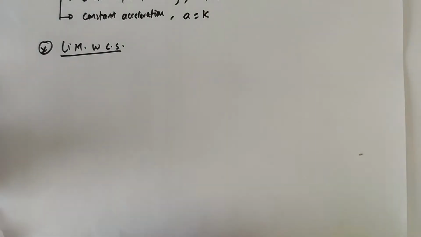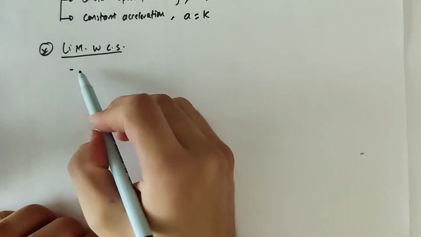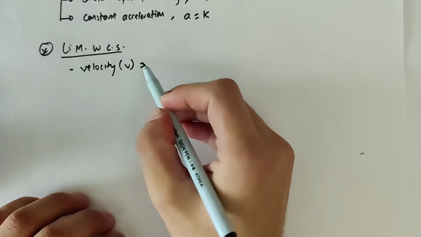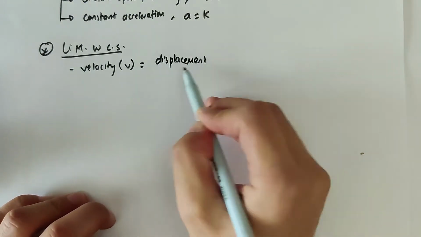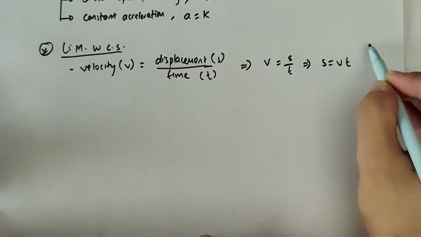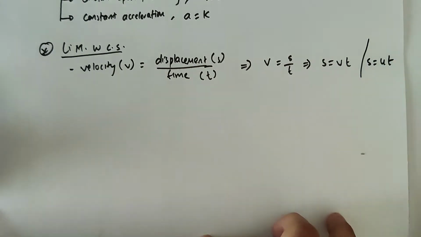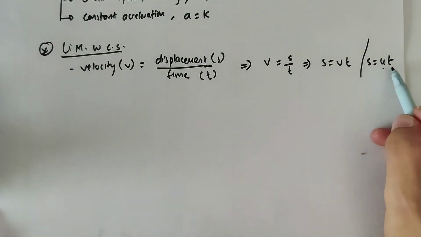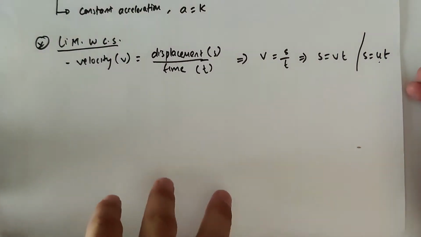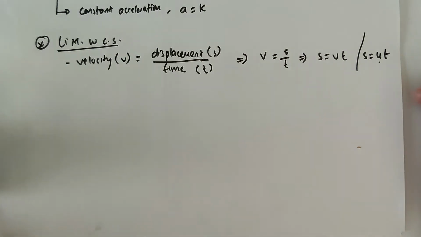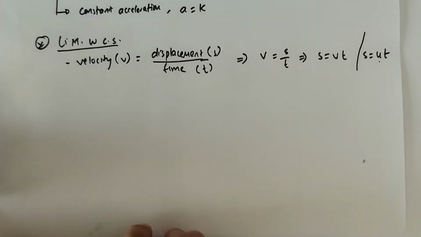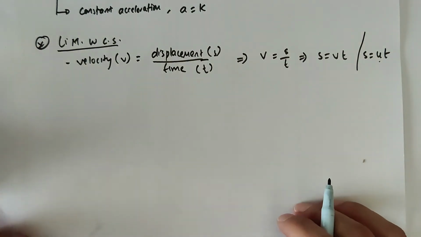In linear motion with constant speed or constant velocity, we only have one formula, which is velocity v, or you can write it as u, equals displacement over time, or we can write it as s equals vt. Some people may write it as s equals ut, where u denotes velocity and t denotes time taken. In this video, I'm going to show you how to make ST graphs and VT graphs. Understanding how to make these graphs is really important to proceed further.